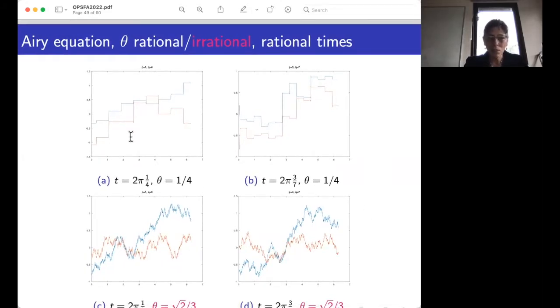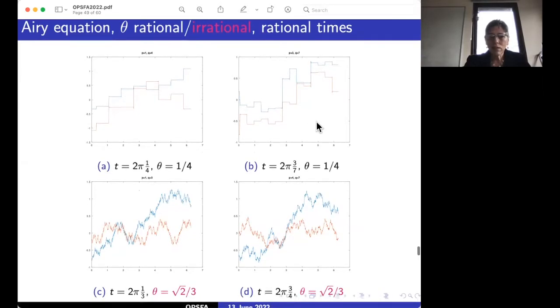And of course, you can see that in pictures, they're the same type of pictures. You can see that when theta is rational, you have revival at times that are multiples of 2 pi. But if time is a multiple of 2 pi and theta is not rational, then there is nothing. There is no revival. The solution is regularized, is continuous, and nowhere differentiable.